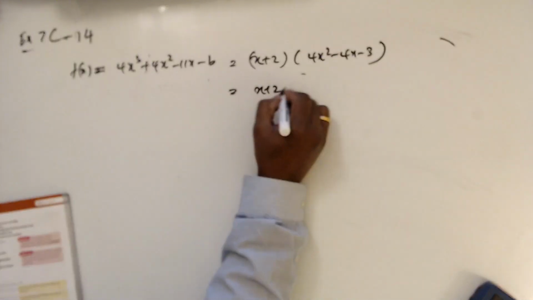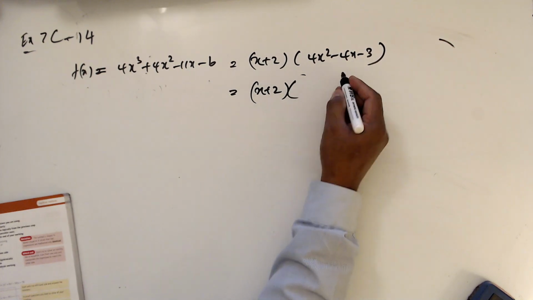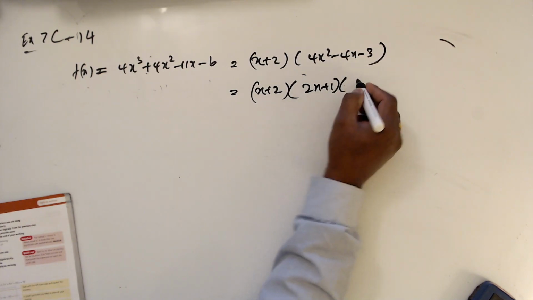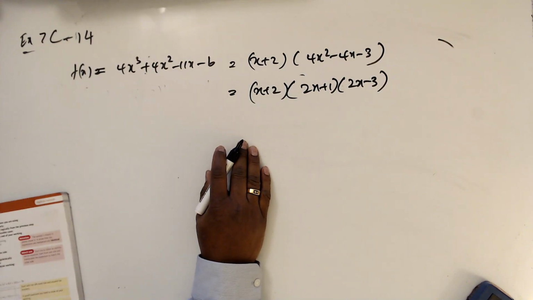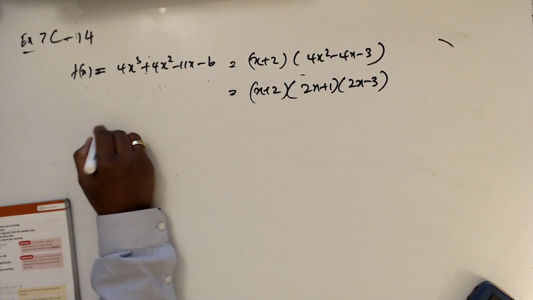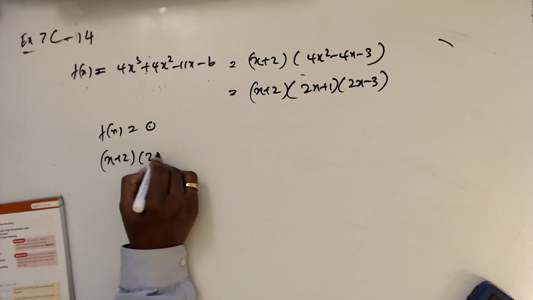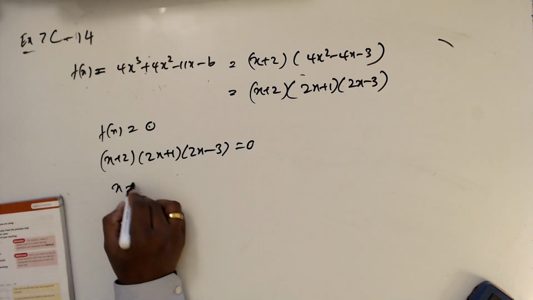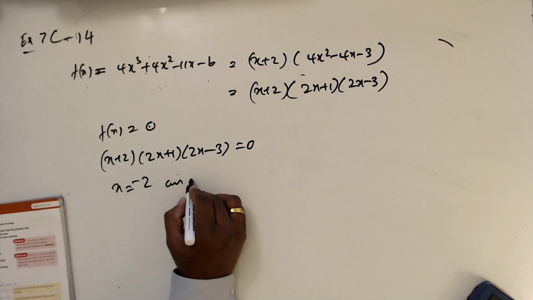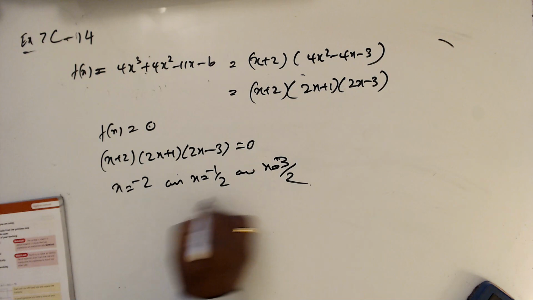And now use your quadratic knowledge to factorize this one, and you end up with (2x + 1)(2x − 3). Part C is write down the whole solution of the equation. Now we want to solve f(x) = 0, which means (x + 2)(2x + 1)(2x − 3) = 0. x = −2 or x = −1/2 or x = 3/2.